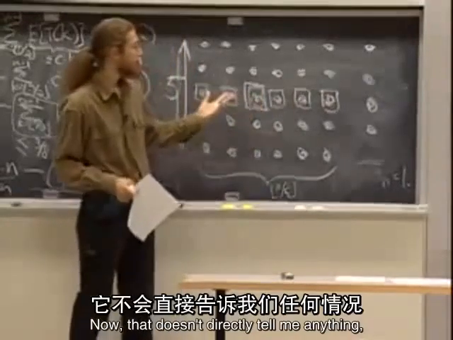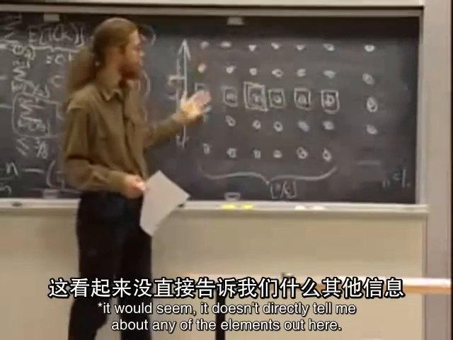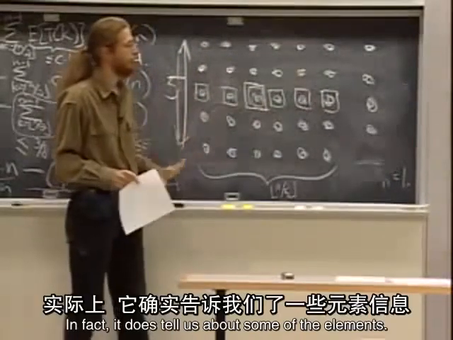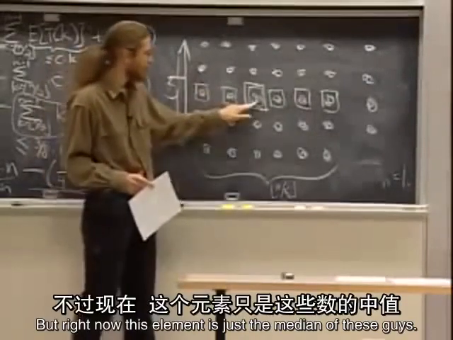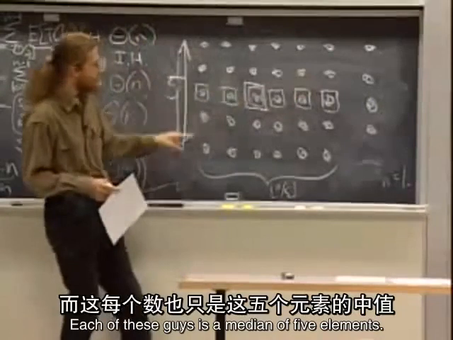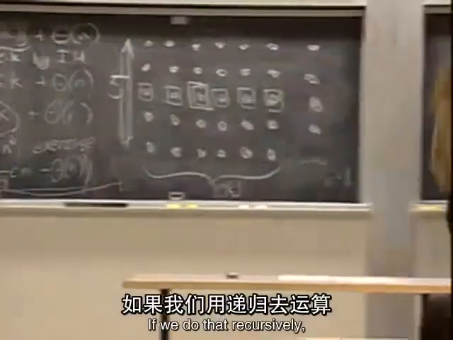Now that doesn't directly tell me anything. It would seem it doesn't directly tell me about any of the elements out here. We'll come back to that. In fact, it does tell us about some of the elements. But right now, this element is just the median of these guys. Each of these guys is a median of 5 elements. That's all we know. We do that recursively.